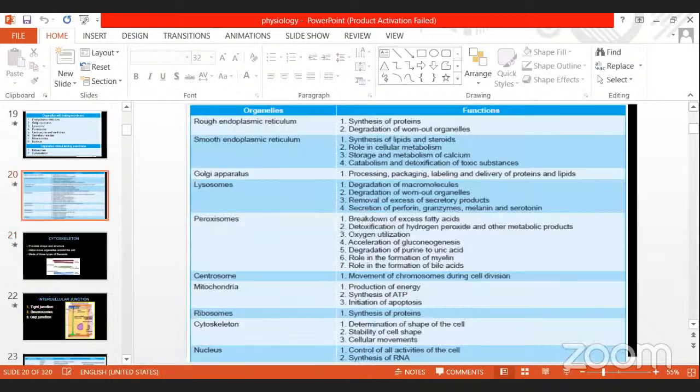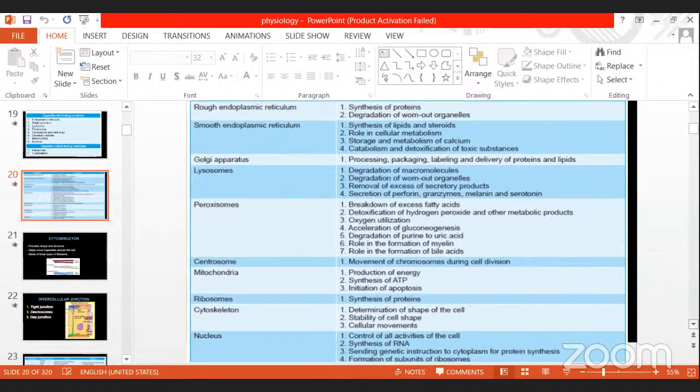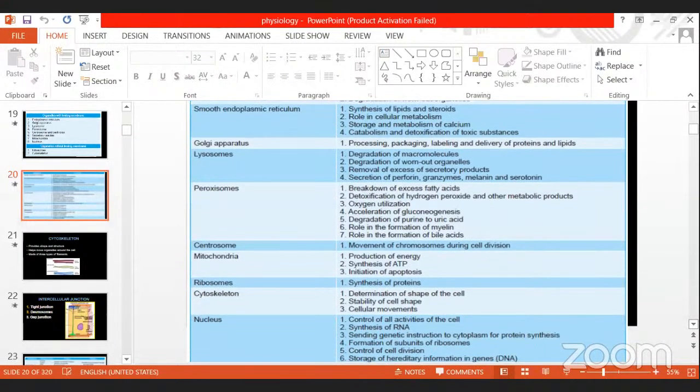Also, the nucleus sends genetic instructions to the cytoplasm for protein synthesis. And the nucleus is the area where the storage of hereditary information happens from one generation to the next generation. The characters will go through the DNA. So the DNA is present in the nucleus.